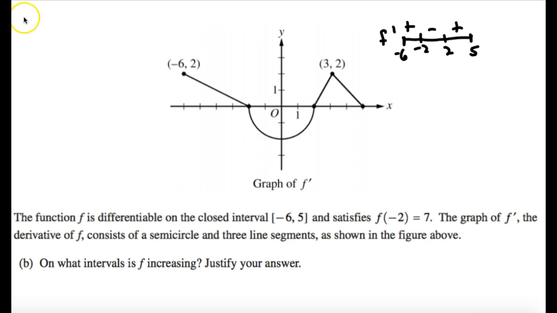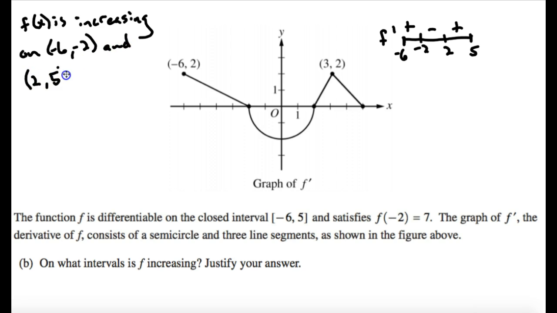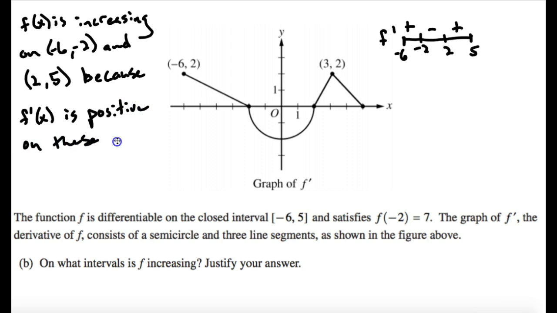So we can say f of x is increasing on -6 to -2 and 2 to 5, because f prime of x is positive on these intervals. Okay, remember, whenever it says justify, you have to write out a short explanation like that.